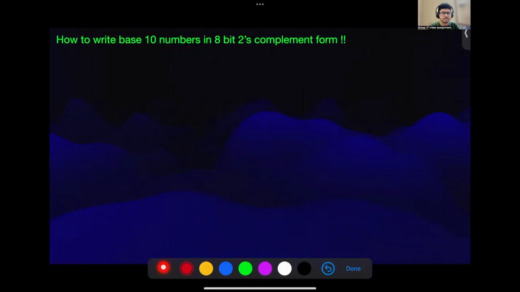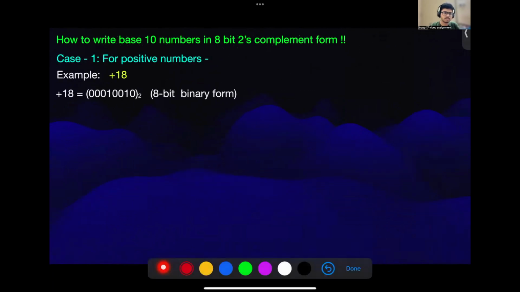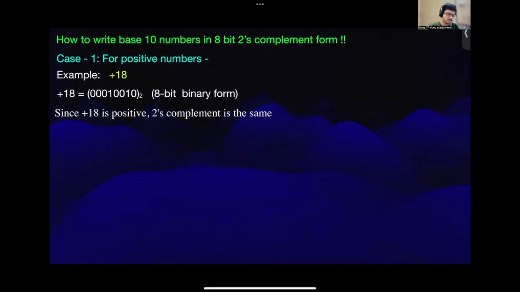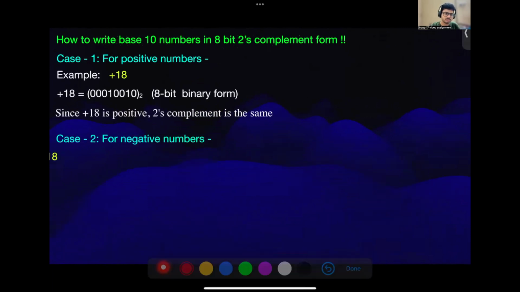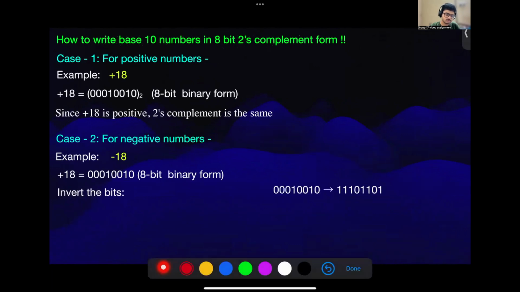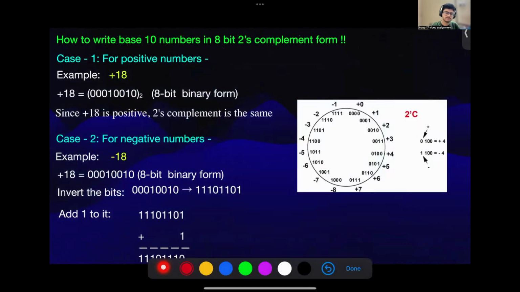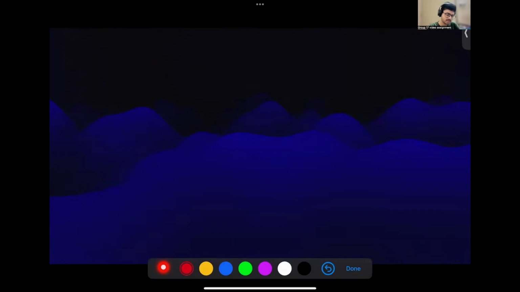So how do we write the base 10 number in 8-bit two's complement format? First we will look at positive numbers. Here I've just given an example, which I'll be explaining in a bit. Similarly for negative numbers, this is the example, and I'll be explaining this too in the next step. So this is the basic format for two's complement. Now I'll give an in-depth explanation for it.